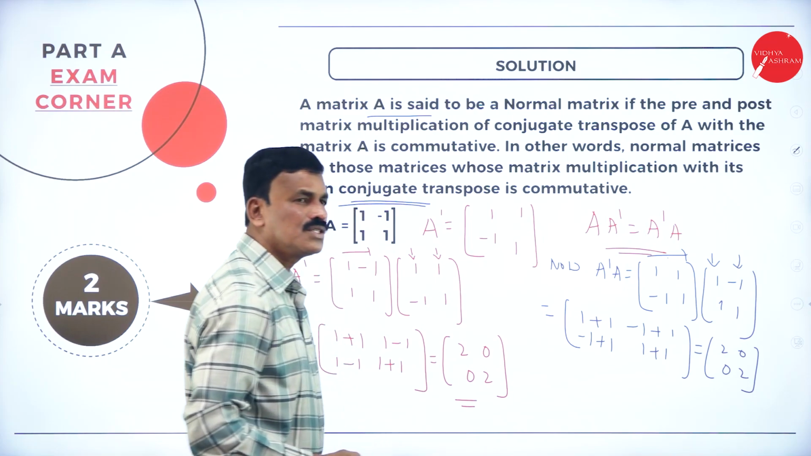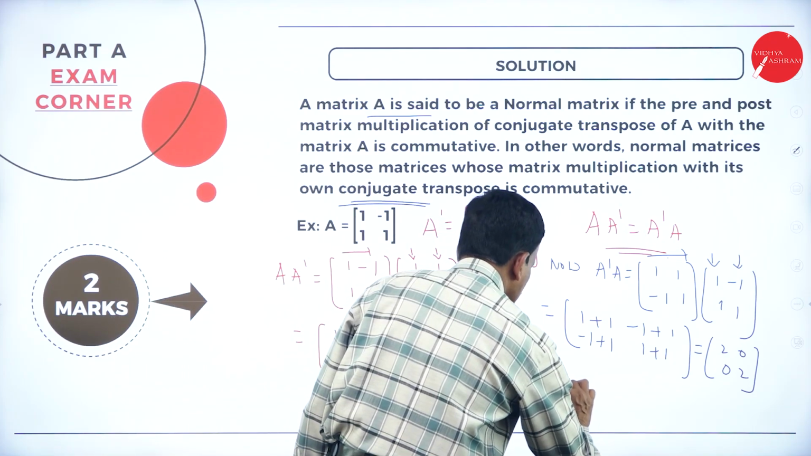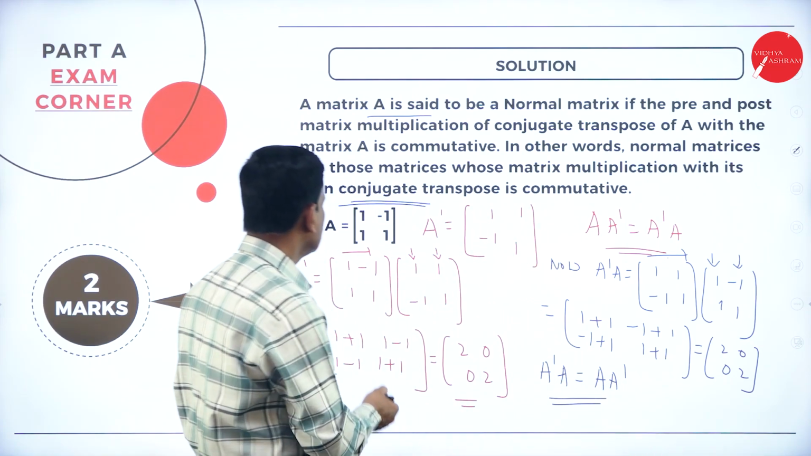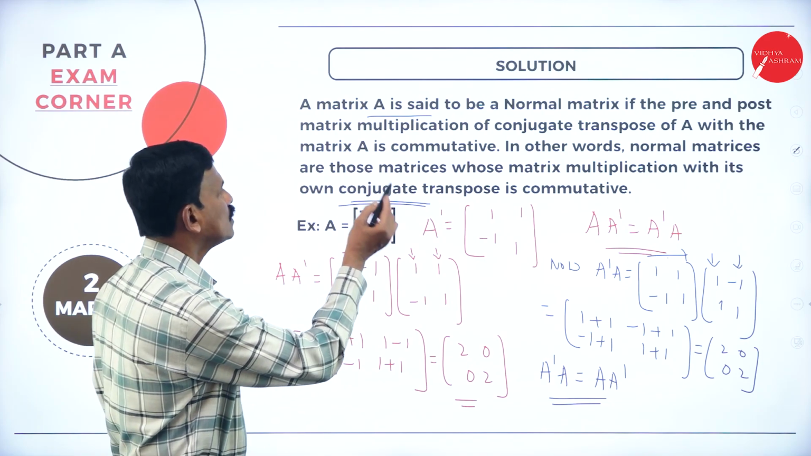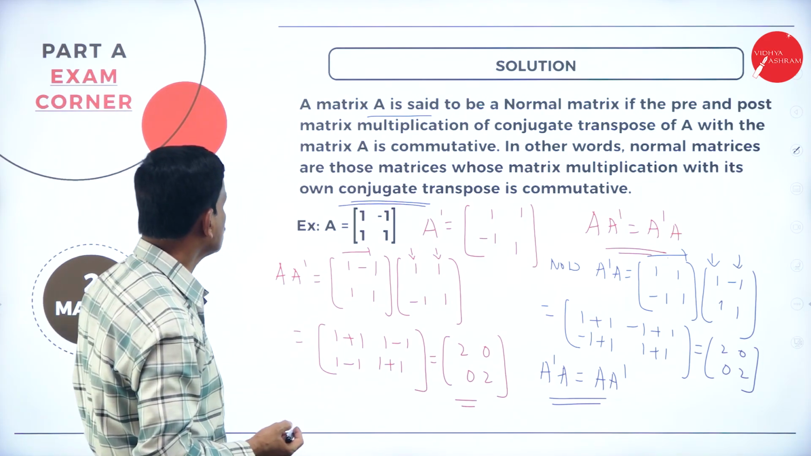What you will get? So, what do you say from these two? A dash is equal to A dash into A is equal to A into A dash. So, therefore, this is an example for a normal matrix. That is it. Hope you followed. Now, move on to the next problem.